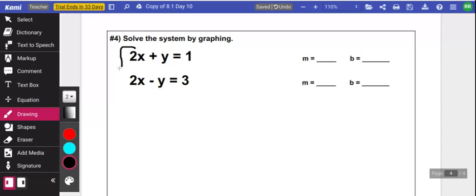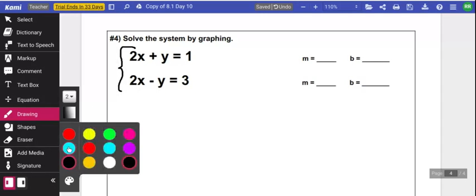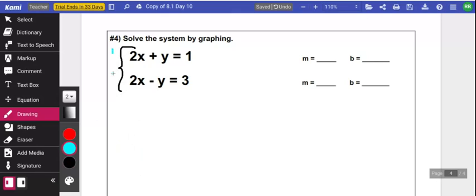Okay, last one here, number 4. We have this system made up of equation 1 and equation 2. Neither one of them are in slope-intercept form, and so let's put them in slope-intercept form and graph them so that we can identify what the solution is. So equation 1 is 2x plus y equals 1. Solve for y, so y is on the left side, so move this 2x to the other side by subtraction.